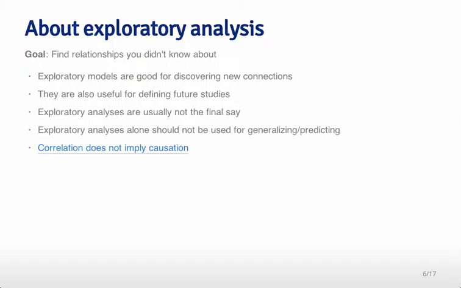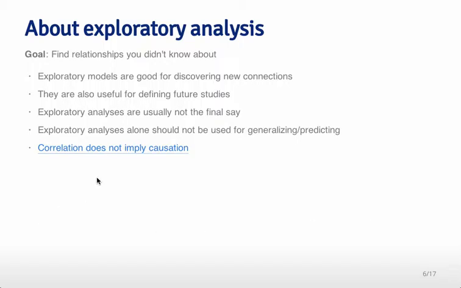The next is exploratory analysis. Here you're trying to look at some data and find relationships that you didn't know about previously, but not necessarily confirm them. They're good for discovering new connections, and they're also useful for defining future data science projects where you're actually trying to confirm the exploration that you've performed. They're usually not the final say on any particular problem, and they usually shouldn't be used for generalizing or predicting.